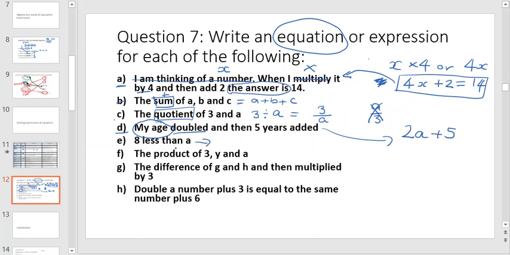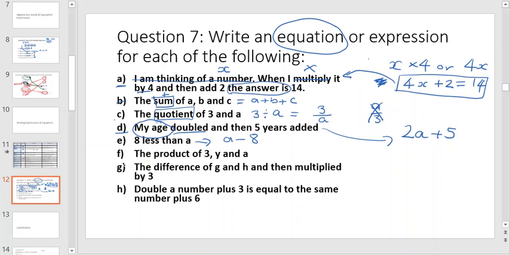This one here, 8 less than A. Be careful with this one. It's not 8 take away A, it's 8 less than A. A is first, then take away 8. That's very important that A was first. So 8 less than a number that was already there.